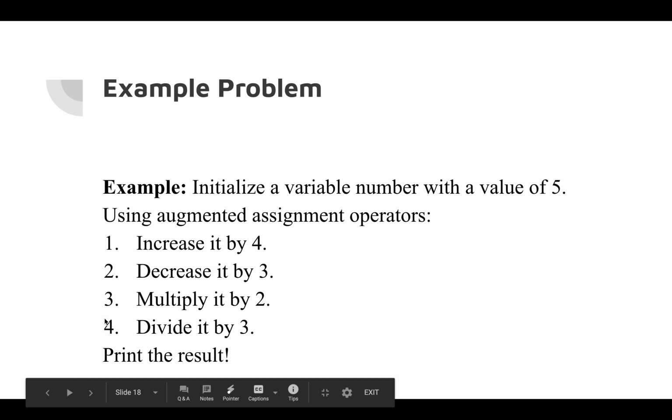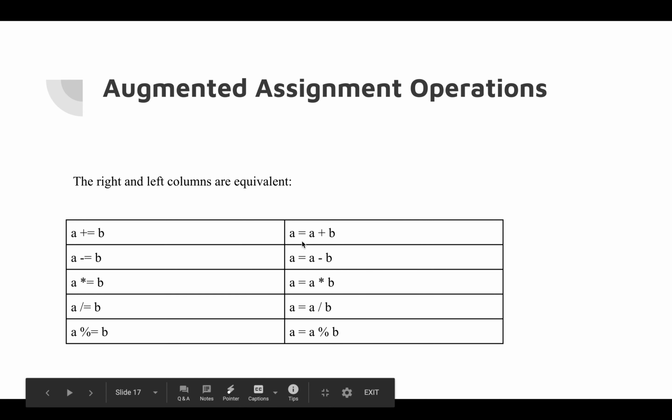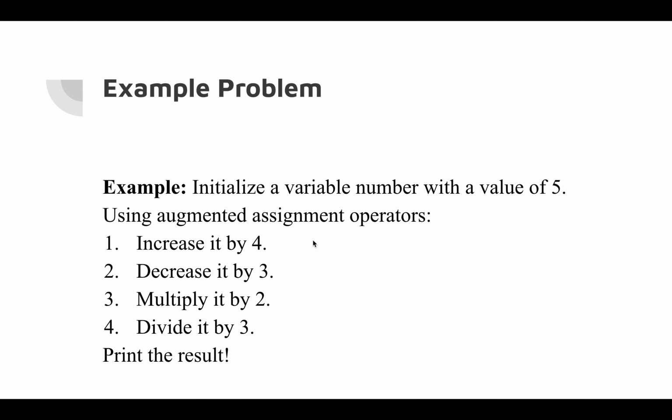We want to initialize a variable number with a value of 5, and afterwards, using augmented assignment operators, increase it by 4, decrease it by 3, multiply it by 2, and divide it by 3, and afterwards print the result. What you want to do here is pause the video again, because this is fairly simple, since we're just using a different form of the operators that we have learned earlier. I suggest that you try this problem out yourself, and afterwards I'll get back to you in a bit.